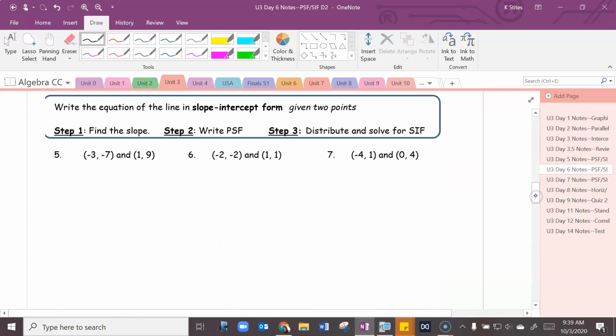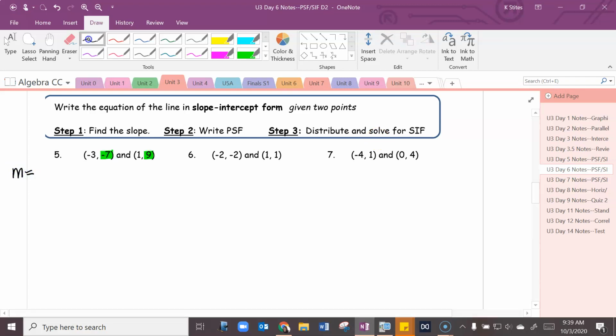But now you can probably guess we are going to do this with slope intercept form. Okay, so these we will have to solve. There is a third step. Find the slope, write PSF, distribute, and solve for SIF. All right, so let's give this a try. Slope comes first.